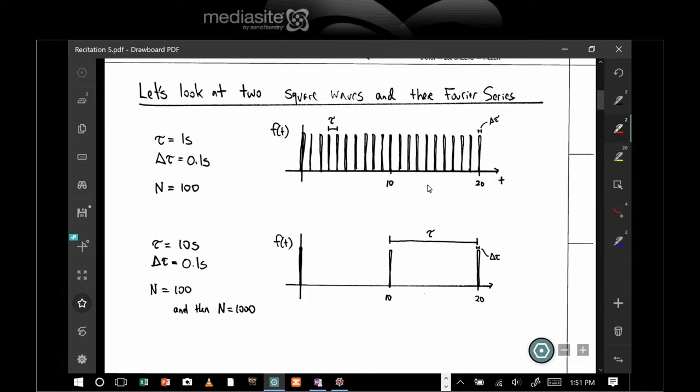Then I'm going to write another square wave, except I'm going to change the period to 10 seconds. The width is still 0.1 seconds, and I'm going to represent that with 100 terms. Then we're going to express more terms. So let's take a look at that.